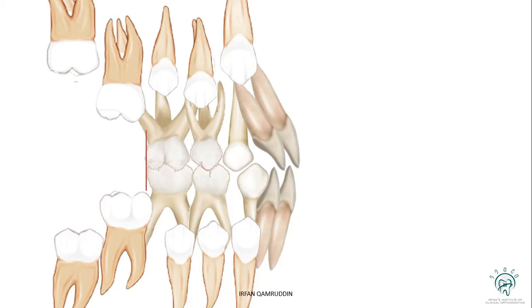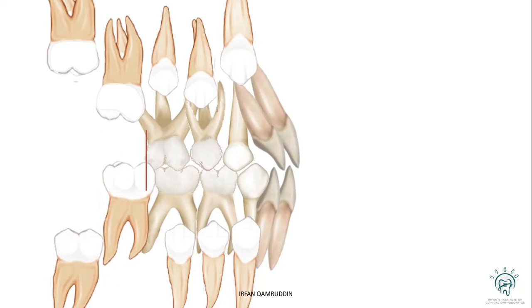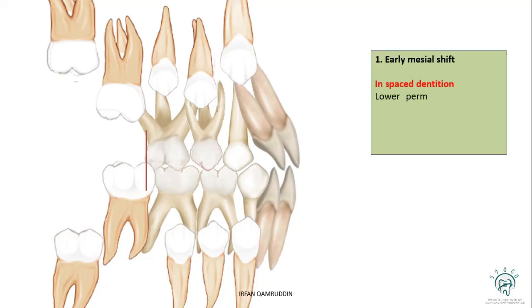Here you can see there is flush terminal plane and permanent molars have not erupted yet. According to the normal sequence of eruption, the lower first molar erupts before the upper first molar, and when the lower first molar erupts, it pushes D and E into the primate space. You can see that the primate space has been closed. That was the reason why nature has provided primate space distal to the canine in the lower arch. This is known as early mesial shift, which is found in spaced dentition.